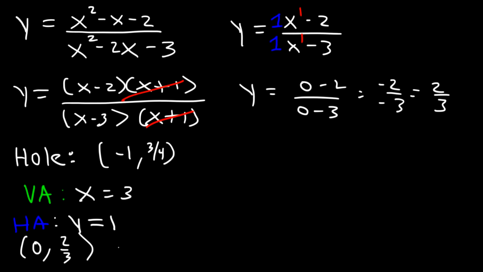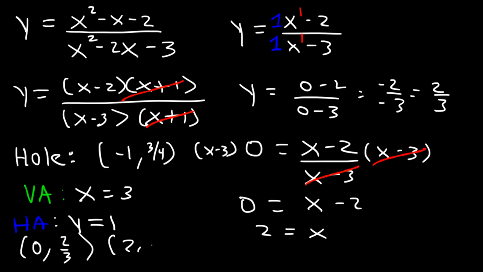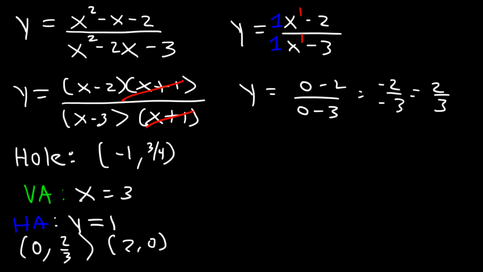Now let's find the x-intercept. To do that, replace y with 0 and solve. So let's multiply both sides by x minus 3. So these two terms will cancel. 0 times x minus 3 is 0. Now let's add 2 to both sides. If we do that, x is equal to 2. So the x-intercept is 2, 0. Sometimes you might have a test and you might receive directions to find the x and y-intercept. So that's why we need to do that here.